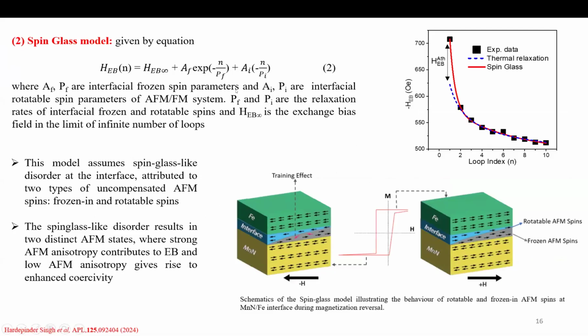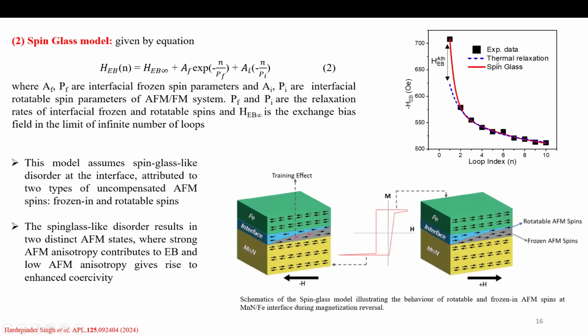Further, we fitted this data with the spin glass model, which is given by this particular equation, where AF and PF are the frozen spin parameters, and AI and PI are the interfacial rotatable parameters. This model basically assumes spin glass disorder at the interface due to 2 types of spins, rotatable and frozen. Rotatable spins, when the field is reversed, get easily rotated and lead to the increase in coercivity, whereas AFM spins do not rotate, and sometimes may rotate due to high field, leading to the training effect.